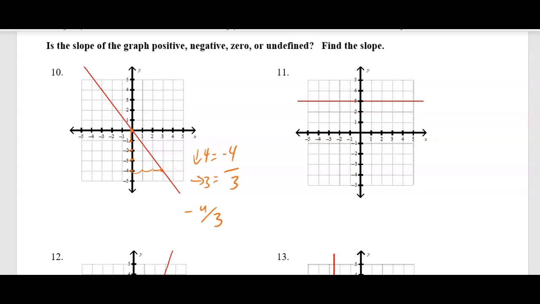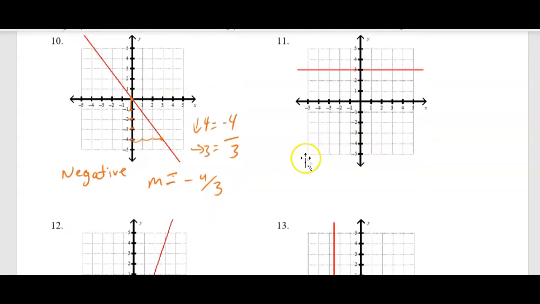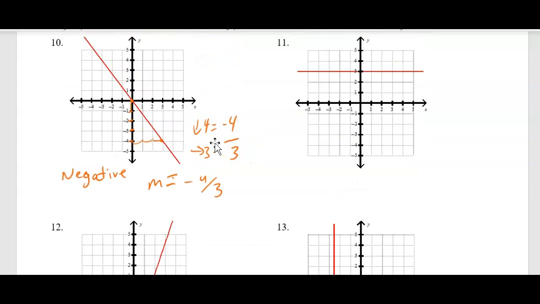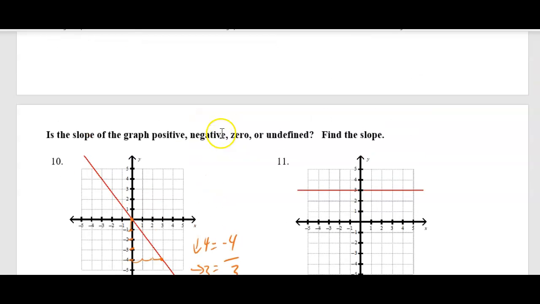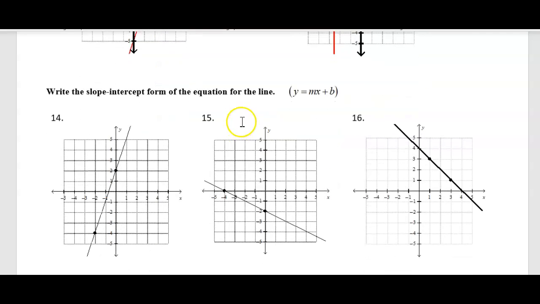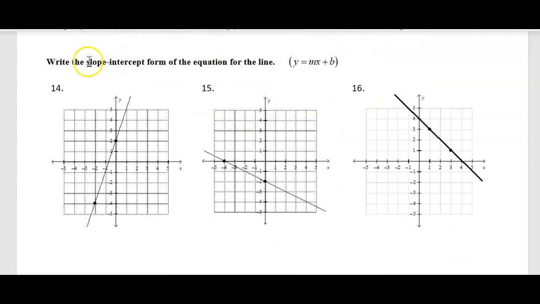So I have a slope of -4/3. That means it is a negative slope. If you don't remember 11 and 13, hopefully on one of those you're going to be dividing by 0. So if you did some x2 or y2 minus y1 over x2 minus x1, one of those you're dividing by 0. It says write the slope-intercept form, the equation of the line.